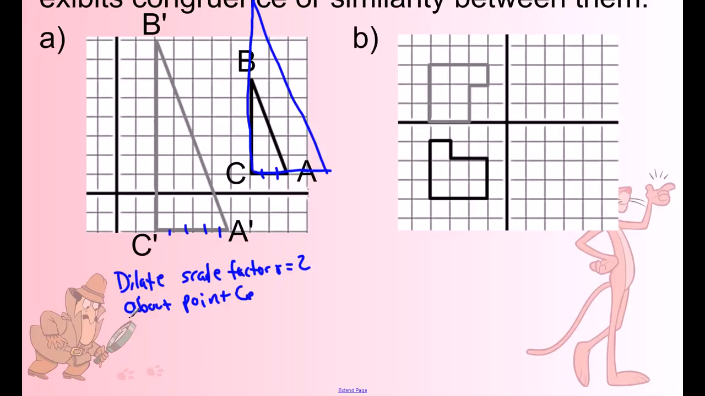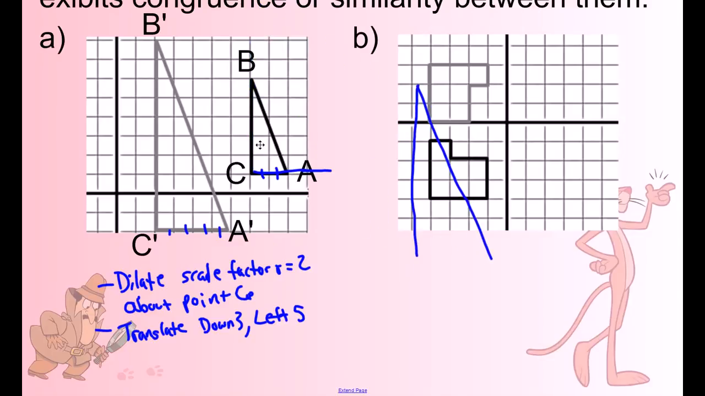So after I dilate it, the next thing I'd need to do is to translate, to move it into location. So to translate this thing, I'm looking at this point C, I would go down 3. So translate down 3, and then over 1, 2, 3, 4, 5 to the left. Left 5. I think that would make it into the new image.